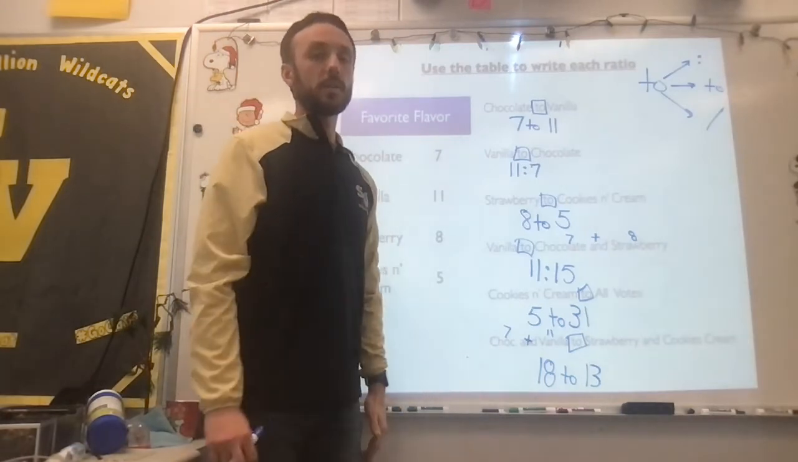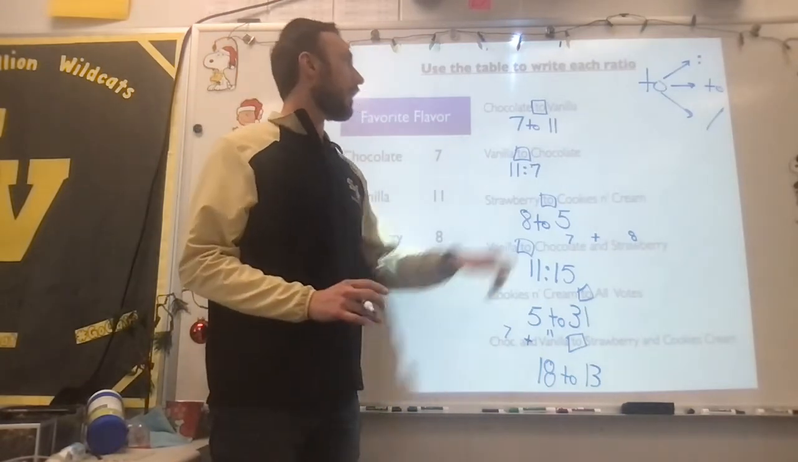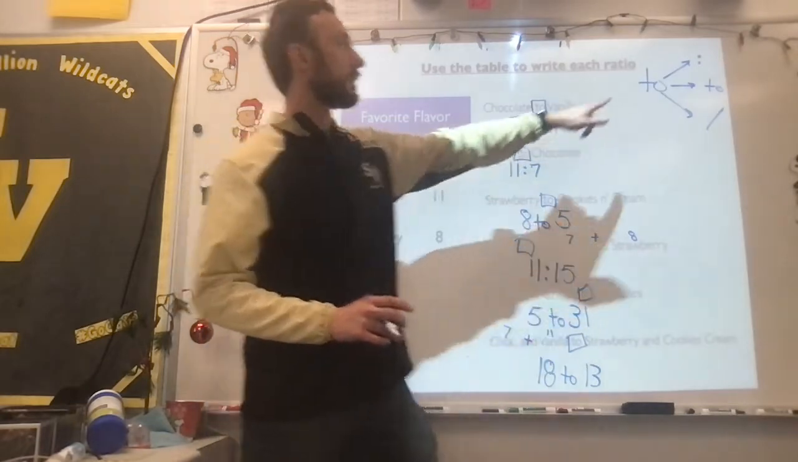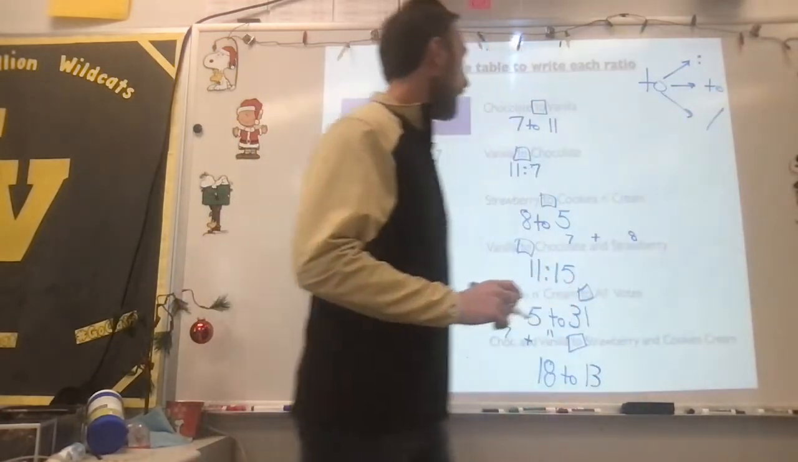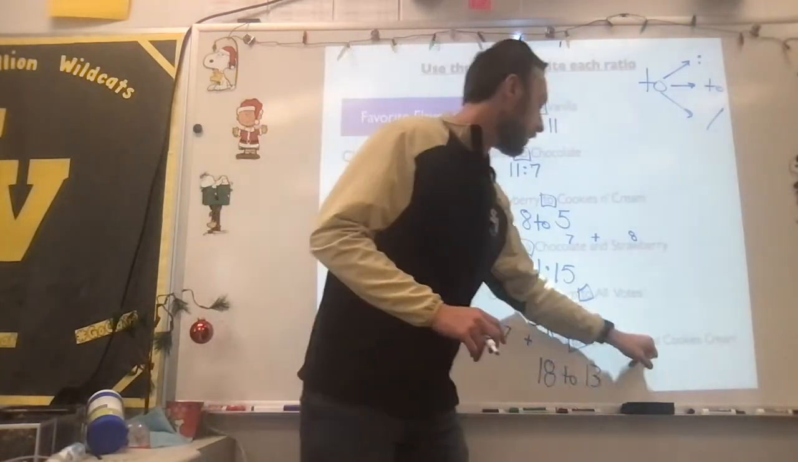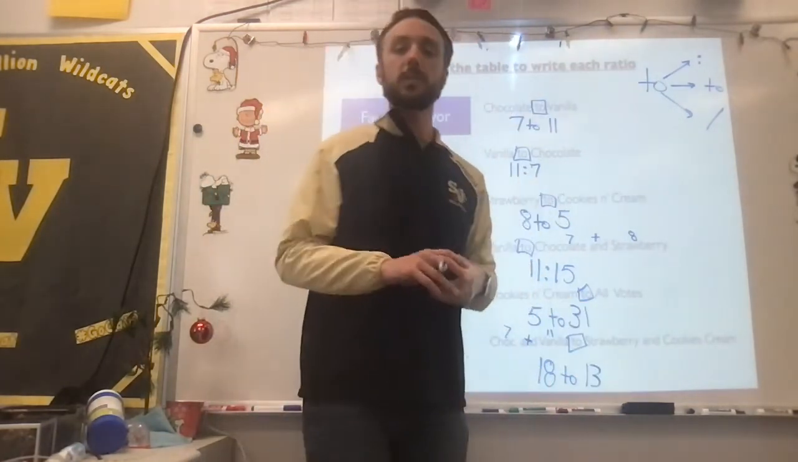Should be pretty straightforward. Just remember the key points: the word "to" tells us to either put a colon there, the word "to" there, or a fraction bar there. And then the word "and" tells us to add those other ones together. All right.